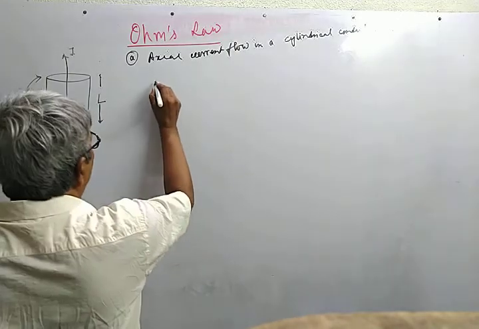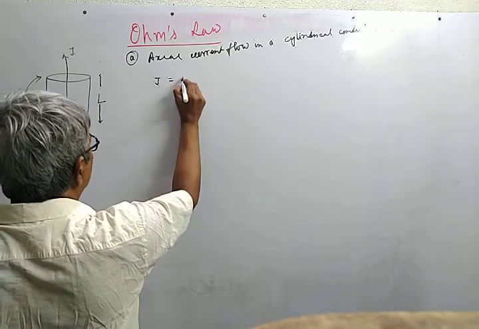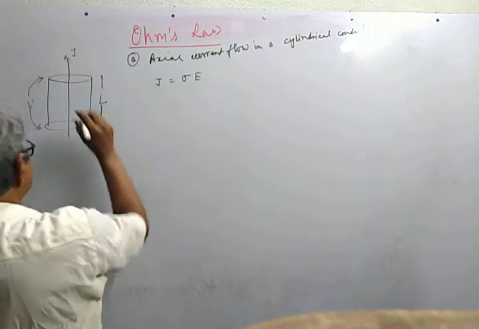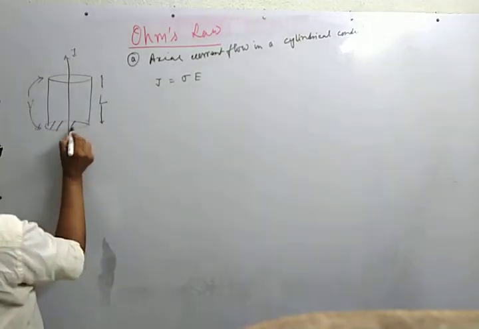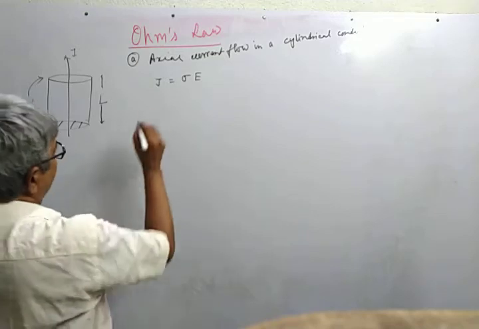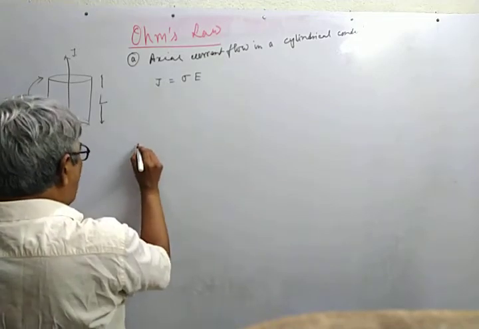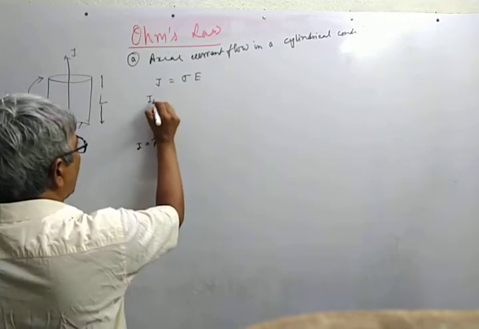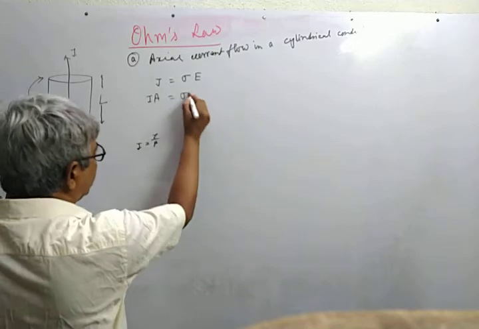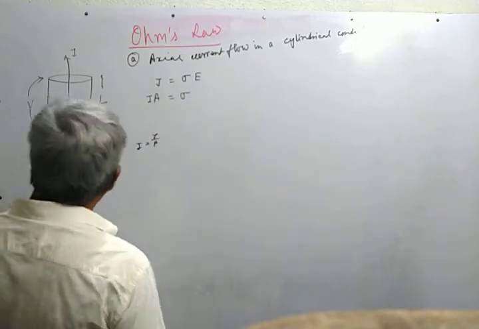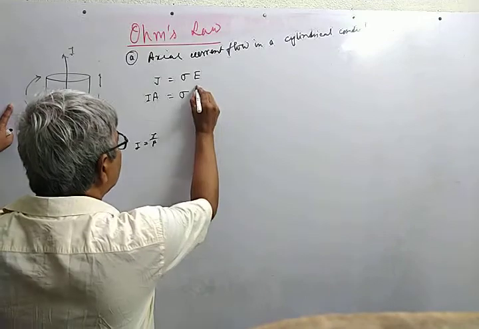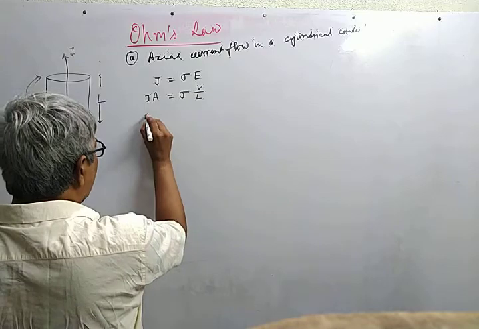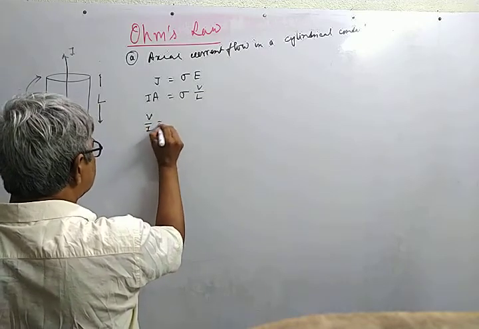We start with Ohm's law, that is J is equal to sigma E, and for J, if I is the current flowing and this cross-sectional area is A, then since I is equal to J times A, J is equal to I by A, times conductivity, and E is V by L. E is V by L. So we write V by I is equal to resistance.